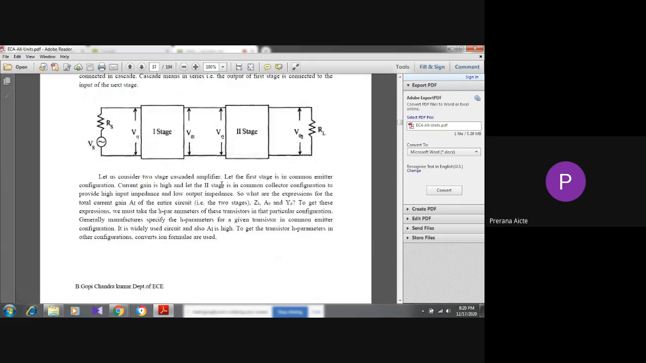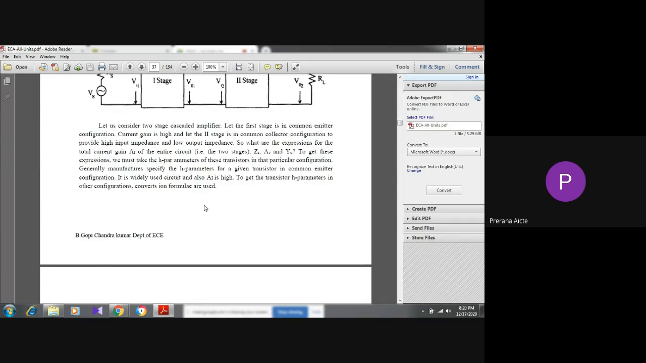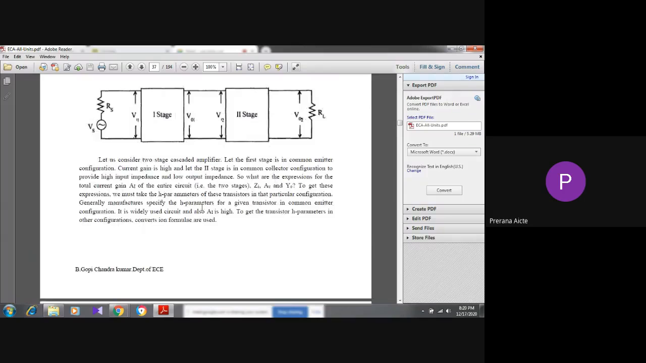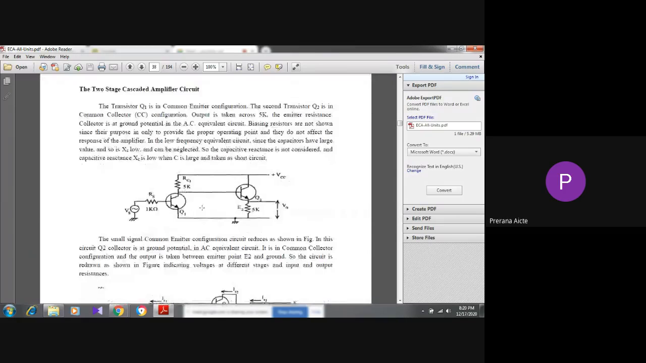Let us consider a two-stage cascade amplifier. Let the first stage be in common emitter configuration, so current gain is high. Let the second stage be in common collector configuration to provide high input impedance and low output impedance. So here we have some expressions. We can calculate current gain, voltage gain, and input impedance by using the H parameter concept. Next, let's see the design.